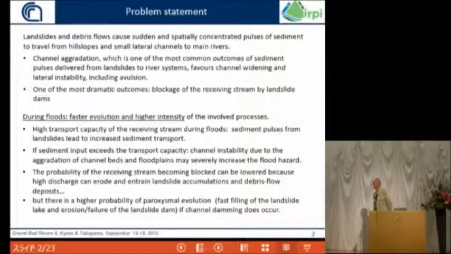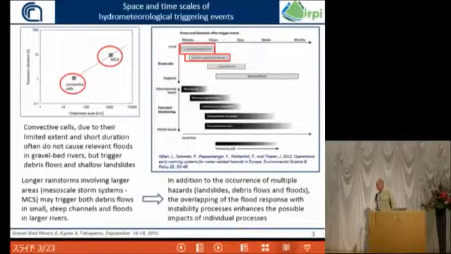A very important issue is the space and time scales of the meteorological triggering events. In this case, we focus on floods and landslides triggered by rainfall, which is quite probably the most common process. Convective cells, limited in space and time, can cause shallow landslides and debris flows, but often don't produce major floods in main streams. It's a matter of the drainage basin area.